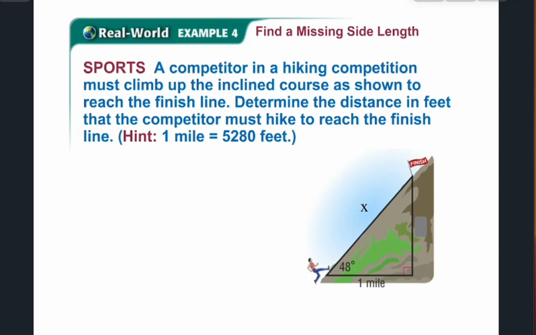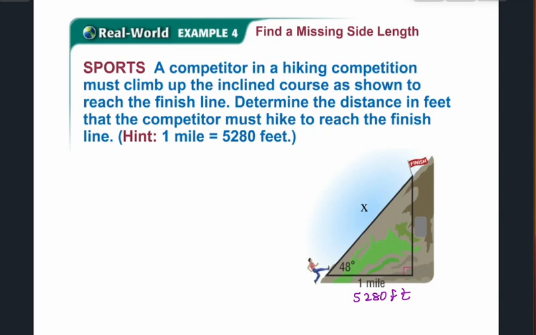Now, it says determine the distance in feet. So if your measurement doesn't match, we're going to convert it. So let's make this 5,280 feet. And if there's ever any conversion that you don't know, feel free to use Google and look that up. But it's a nice fact to know that 1 mile is 5,280 feet.